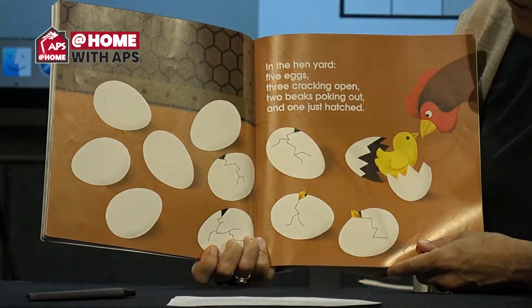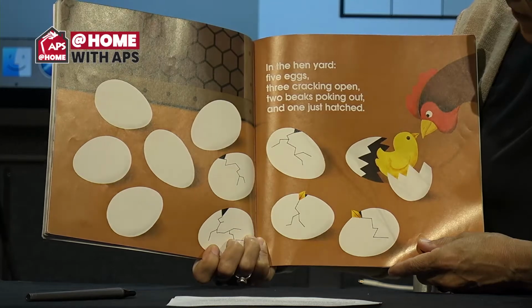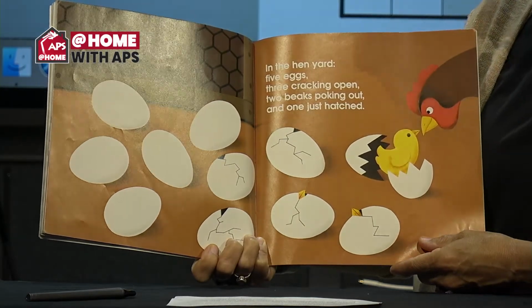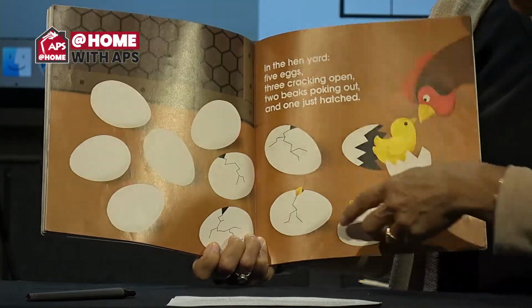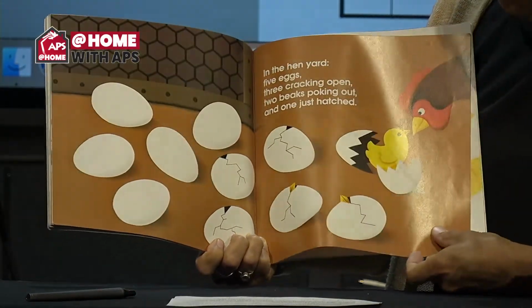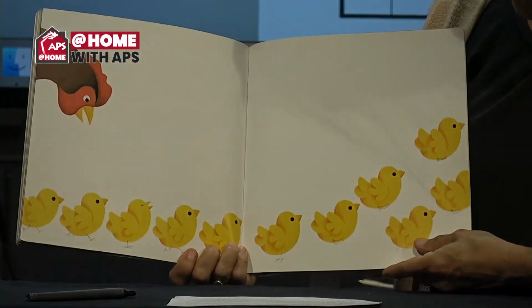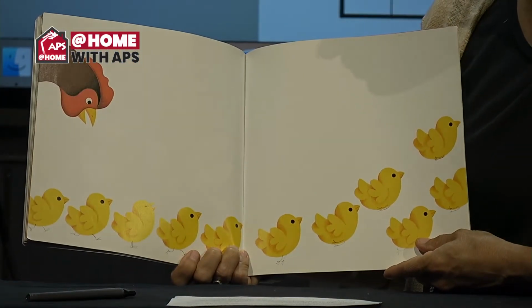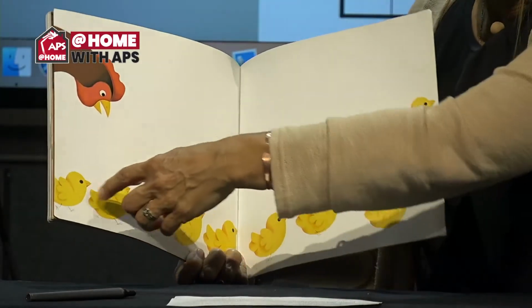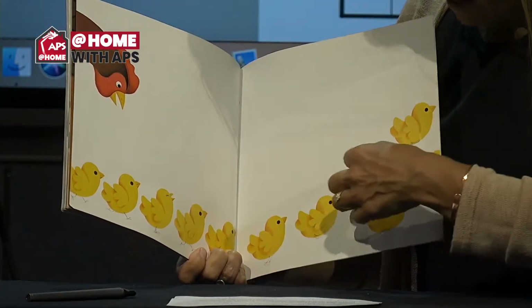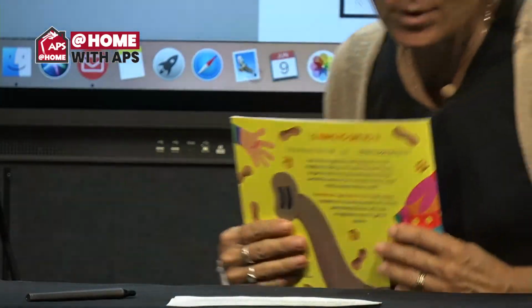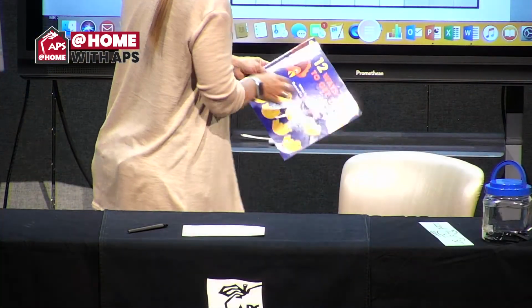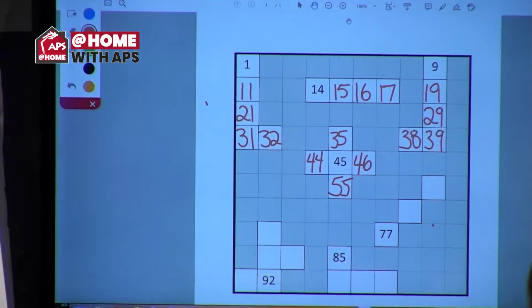In the hen yard, 5 eggs, 3 cracking open, 2 beaks poking out, and 1 just hatched. Oh my goodness, our eggs are turning into baby chickens. There they are, there are all the little chicks. Do you think that there are 11 of them? 1, 2, 3, 4, 5, 6, 7, 8, 9, 10, 11. All right, so we're going to go through the story and we're going to write up the number sentences that go with our story.